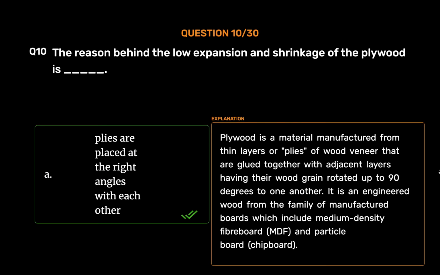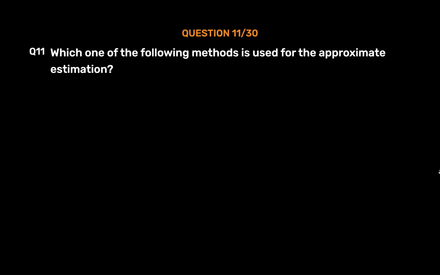Plywood is a material manufactured from thin layers or plies of wood veneer that are glued together with adjacent layers having their wood grain rotated up to 90 degrees to one another. It is an engineered wood from the family of manufactured boards which include medium density fiberboard, MDF, particle board, and chipboard.